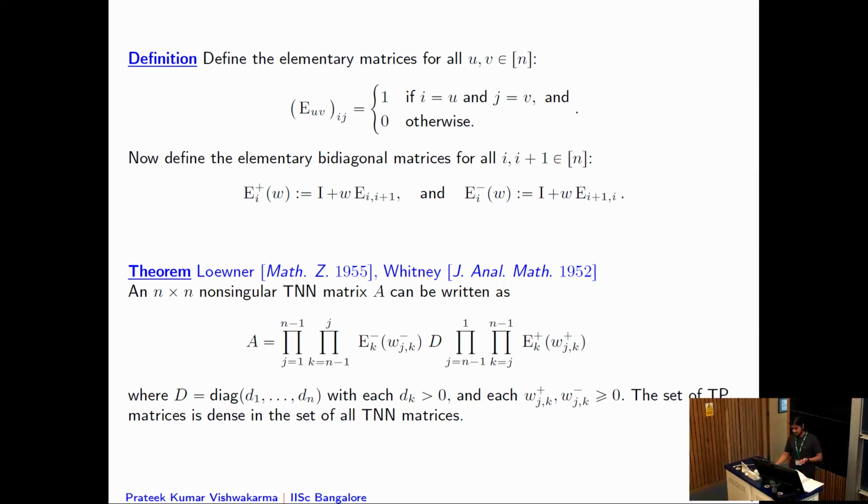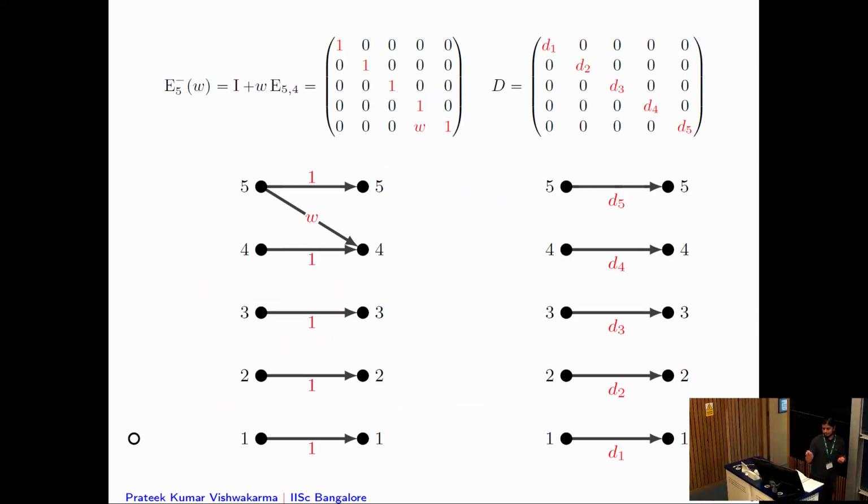Now, using this result, how do we construct the corresponding planar network for any given invertible totally non-negative matrix? What we do is construct planar networks corresponding to each of the factors, which is not very difficult. For example, for the elementary factor identity plus W E54, it's not very difficult to check that this planar network here represents the matrix above it. Similarly, for a diagonal matrix with diagonal entries D1, D2, D3, and so on, the planar network drawn below it represents that matrix.